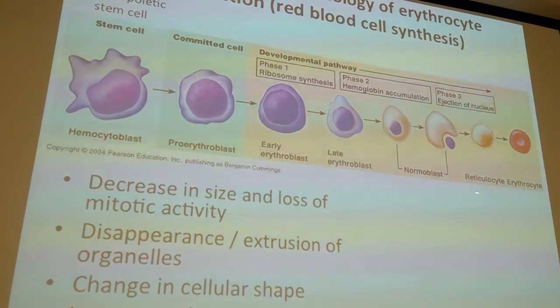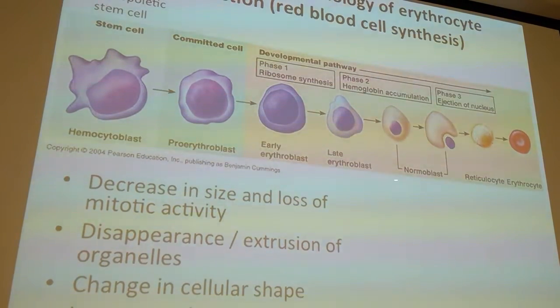So if we just break this down into a few different phases of development, in the first phase, there's actually an expansion of the number of ribosomes. So it starts to produce a bunch of ribosomes because it's going to want to produce a whole bunch of hemoglobin. And so it first expands its pool of ribosomes. Of course, they're involved in protein translation. So this is the early erythroblast.